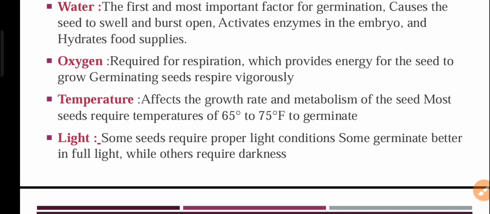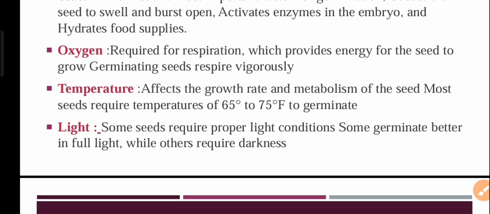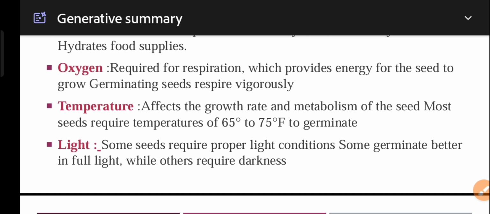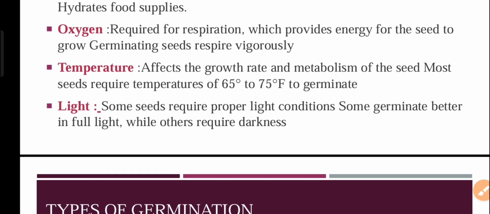And then the second one is oxygen. Oxygen is required for respiration, which provides energy for the seed to grow. Germinating seeds respire vigorously. And then the third one is temperature. Temperature also affects the growth rate and metabolism of the seed. Most seeds require a temperature of 65 to 75 degrees Fahrenheit to germinate. That is the favorable temperature for seed germination.